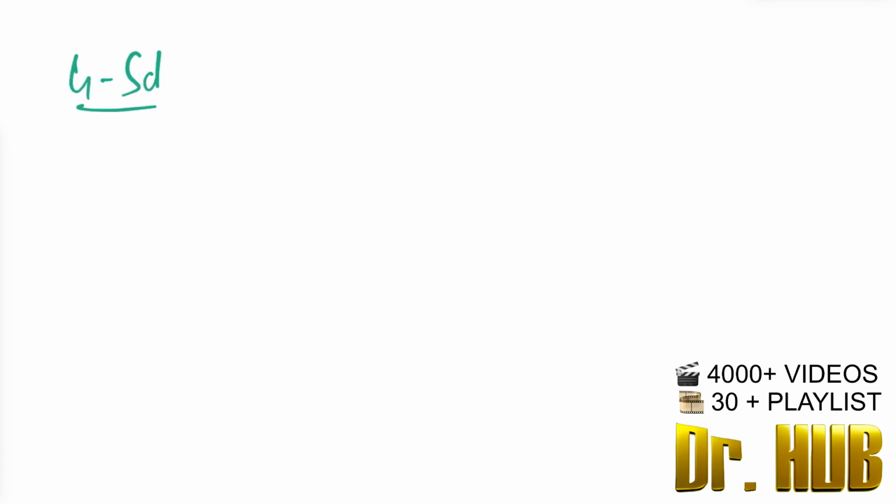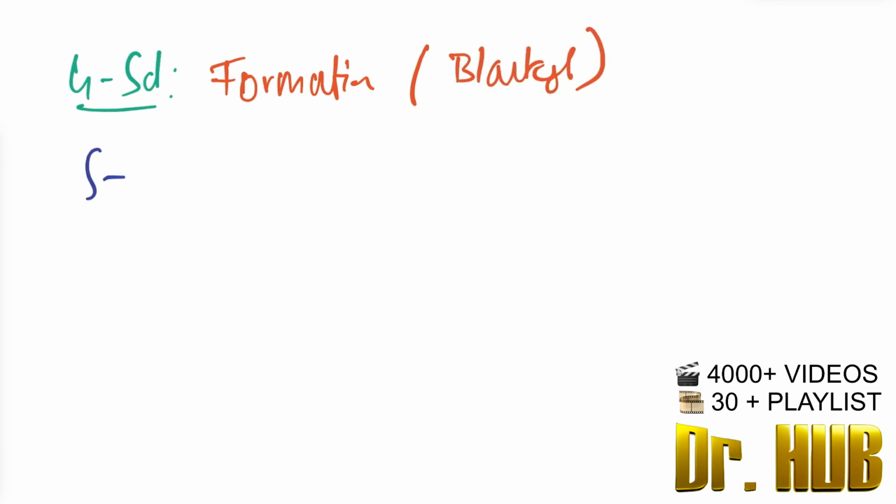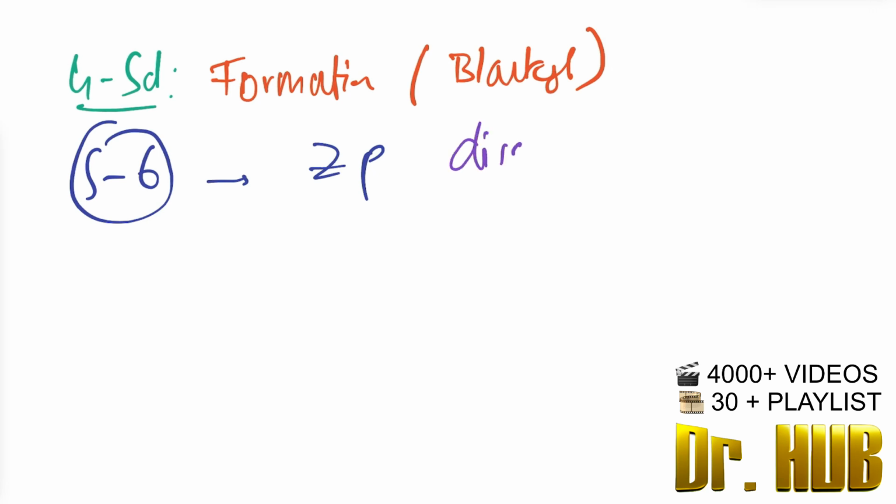Then when you look at 4 to 5 days, there is the formation of the blastocyst. And what is this formation about? The formation is of the blastocyst. Then comes 5 to 6 days. At 5 to 6 days, the zona pellucida disappears. So by the 6th day it disappears.